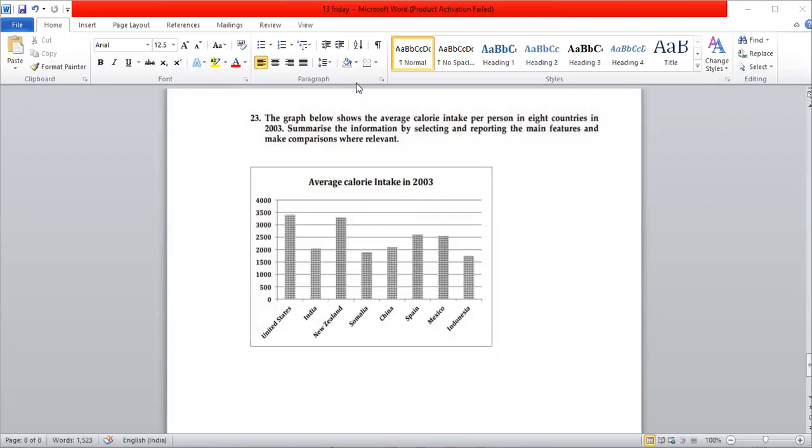This is a bar graph. In this bar graph, we can see the average calorie intake per person in 8 different countries in the year 2003. We can classify these 8 countries based on the average calorie intake of their citizens. So that's why I have to see the highest point here.